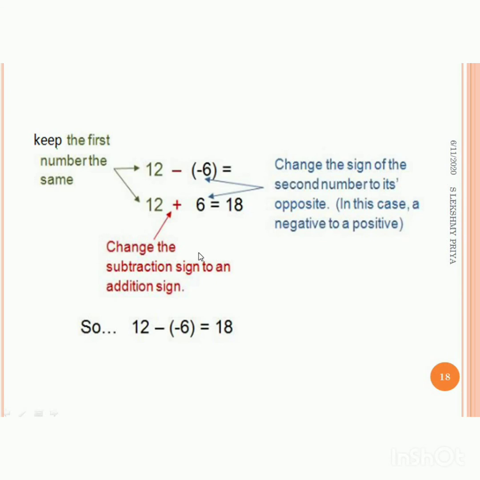One more example. Here we are going to subtract negative 6 from 12. Here it is subtraction. In the next step, the subtraction turns to addition, and for negative 6, we need to find the additive inverse of the second number. The additive inverse of negative 6 is 6. So, 12 plus 6 equal to 18. So, when you are subtracting negative 6 from 12, the answer is 18.